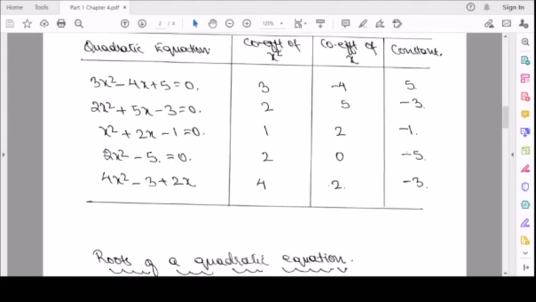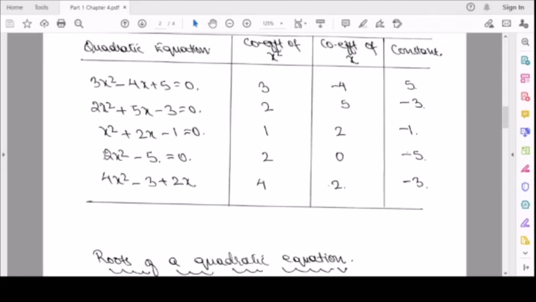In the next, we have 2x square minus 5 equals 0. Is this a quadratic equation? Yes, because the degree is 2. Always remember that the degree of a quadratic equation should always be 2. Now this is a quadratic equation, though it has only 2 terms. Actually it should be 3, but here it has only 2 terms. Even then, this is a quadratic equation.